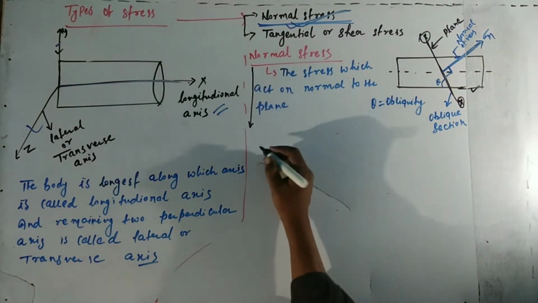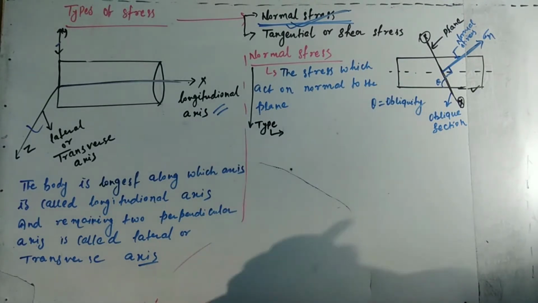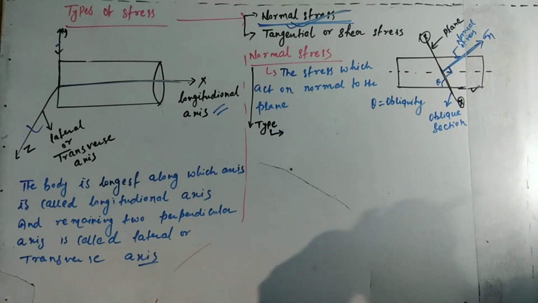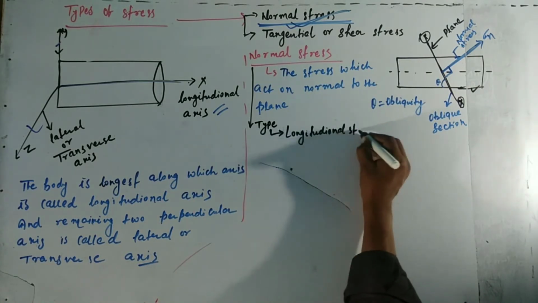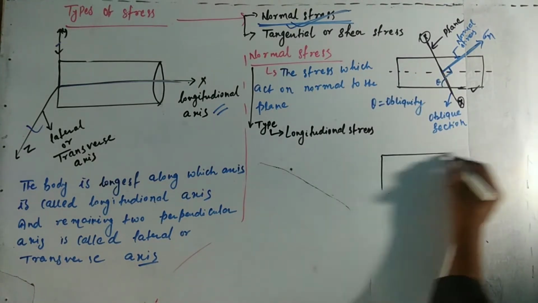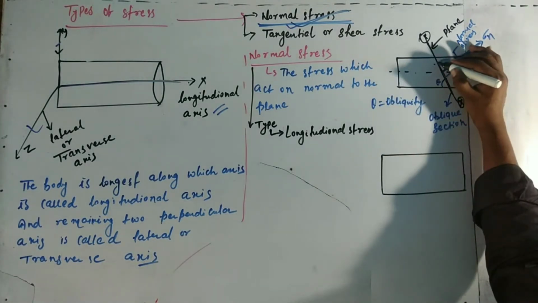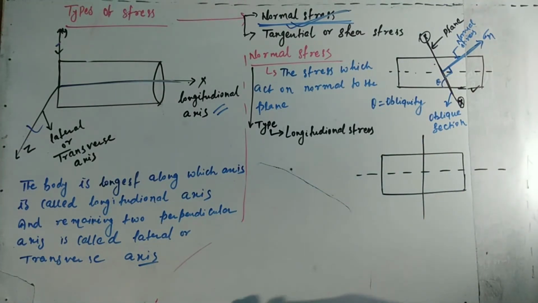Here normal stress is a type of longitudinal stress. How is it a type of longitudinal stress? For this again we draw a body, and here we draw a plane. The plane is perpendicular to the normal stress.